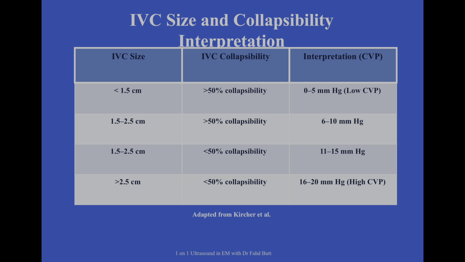Similarly, if you have less than 50% collapsibility with a size of 1.5 to 2.5 centimeter of inferior vena cava, then you have possibly a pressure of 11 to 15 millimeter mercury. Now, if the IVC size is more than 2.5 centimeter with less than 50% of collapsibility, then you have a higher pressure of CVP, around 16 to 20 millimeters of mercury.